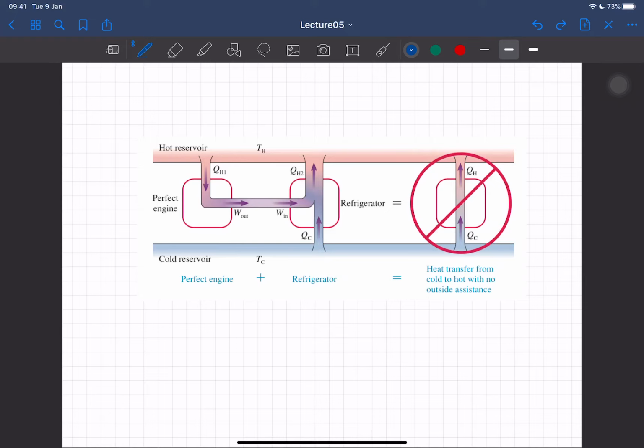Now this is very important. We're going to talk about a Carnot engine in a few moments, right? So the name ideal engine doesn't mean it's the perfect engine.